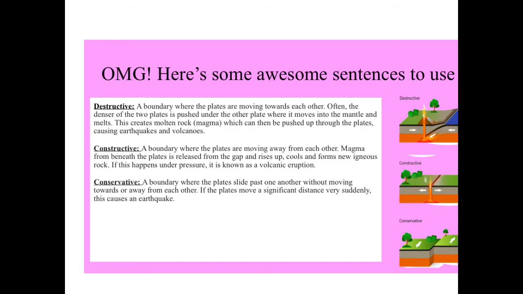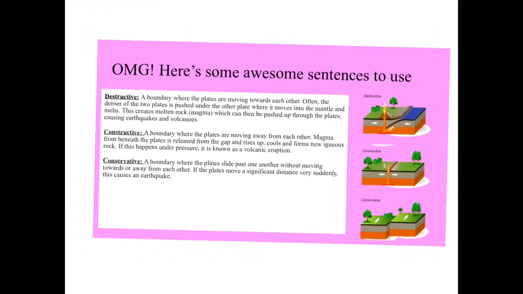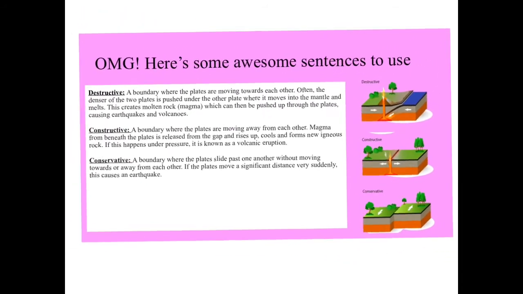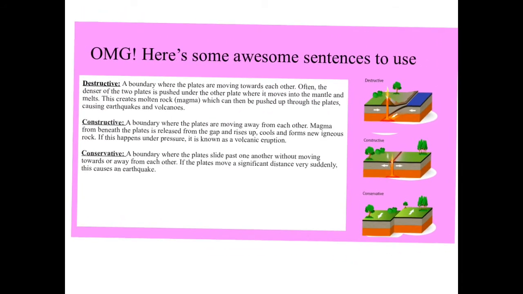So there's just an example of a volcano. Just move it over slightly. Okay, at a constructive plate boundary, the plates move apart, so you are constructing something. Magma rises up by here. When it cools down, it forms new igneous rock. That's the only type of rock you need to know about, igneous rock. If it happens under pressure, there could also be a volcanic eruption, but the big thing that happens here is new land formed. So the land closest to the plate boundary is a lot newer than the land further away. That would be old land.